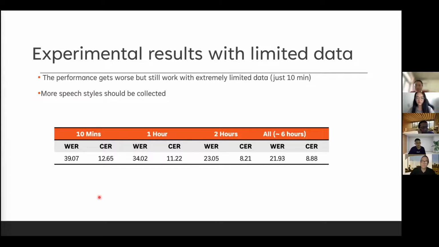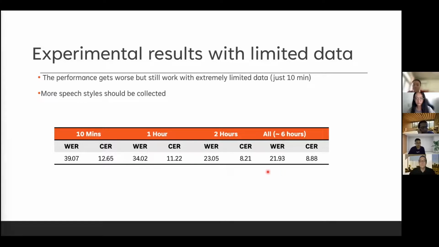And if we increase the data to 1 hour, we achieve 34 and 11, and 2 hours presents a very good result, which is around 23%, with character error rate around 8%. And if we use all the data, we achieve a fairly similar result to what we achieved with the 2 hours of data.